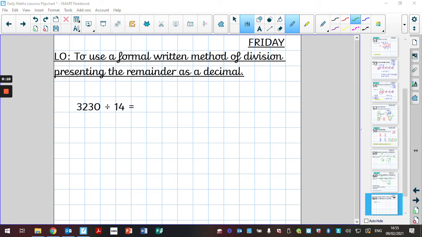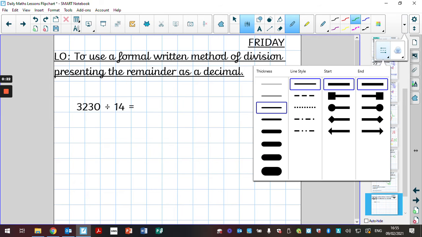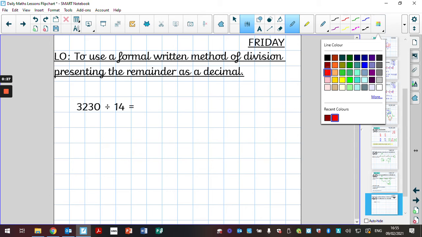Now, for today's arithmetic, we're going to be focusing on using the formal written method of division, presenting the remainder as a decimal. So all the questions that you will be getting today will have a decimal answer. Now, we've looked at the method of division, in particular dividing by two-digit divisors, at the beginning of the week. Let's see what we need to do to present it as a remainder.